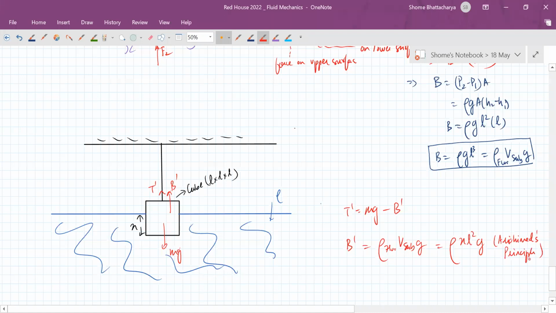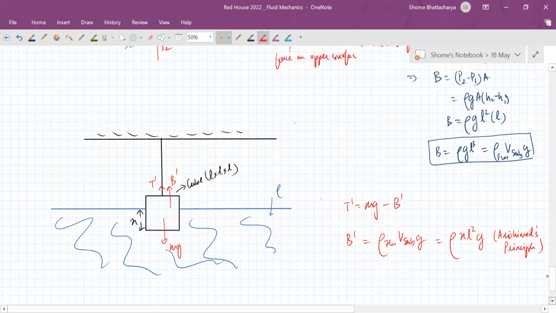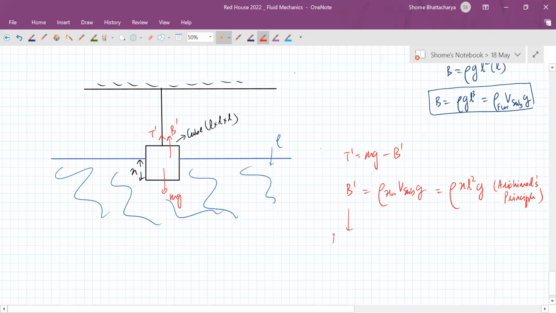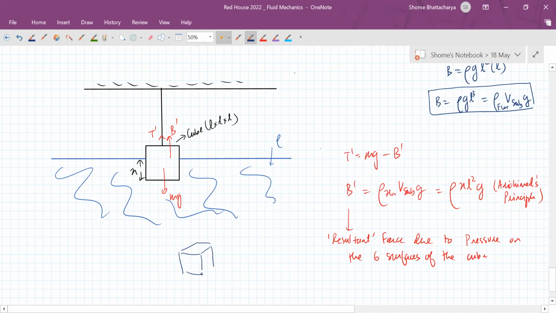Now let's prove why that is the case, because ultimately again, buoyant force is basically the resultant force due to pressure on the 6 surfaces of the cube. So once again, the force on the side walls will all cancel in pairs.